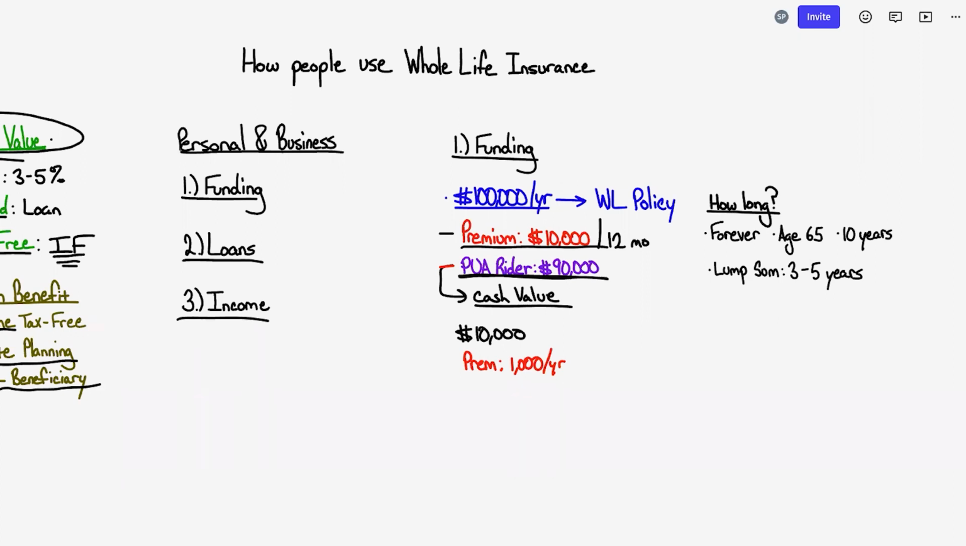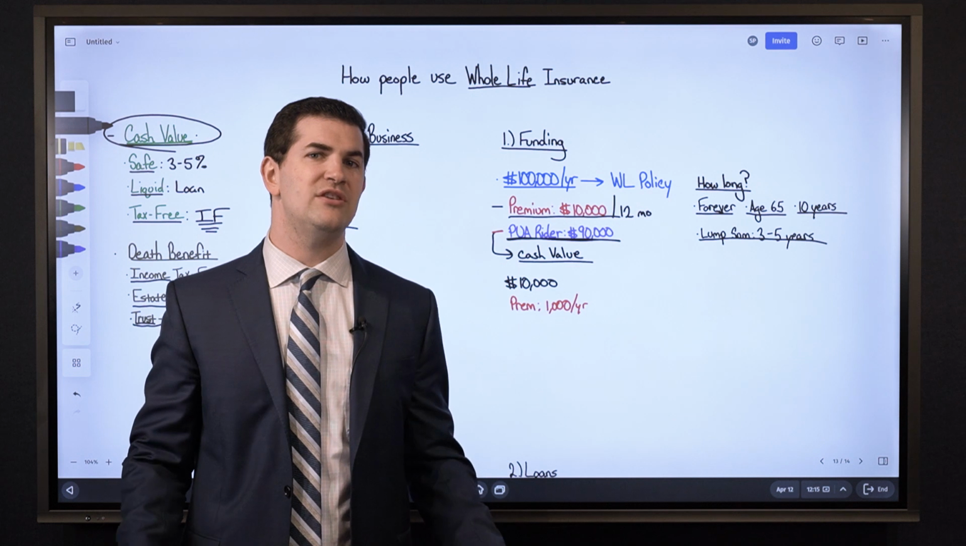Because what is the name of the product? It's a whole life insurance policy. Does that mean you have to pay into it for your whole life? The answer is no. You do not need to pay into it for your whole life. You can have a policy where you can pay into it forever, but you might decide later in life to stop at age 65. Or maybe we set it up in a manner where the plan's to pay in no longer than 10 years. Or maybe it's a lump sum of money and we look at different funding scenarios and we decide that somewhere between 3 to 5 years is the sweet spot.